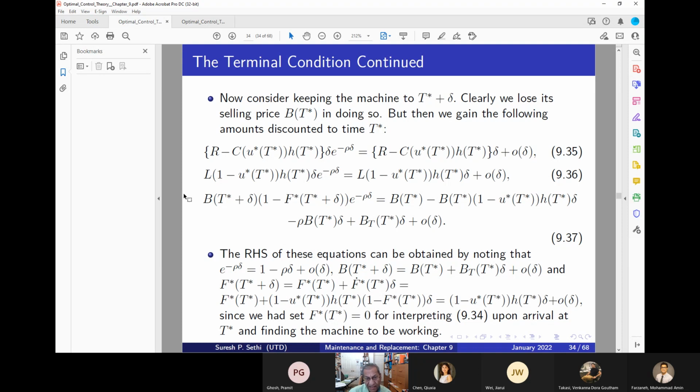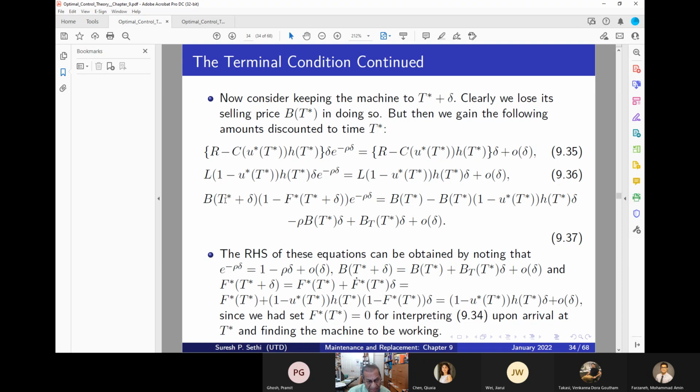The third thing is, if the machine is still working, then I will get the value of the working machine. The value is now not BT star, but it's BT star plus delta. And the fact that it will survive the delta period of time is this probability. And then I discount again.